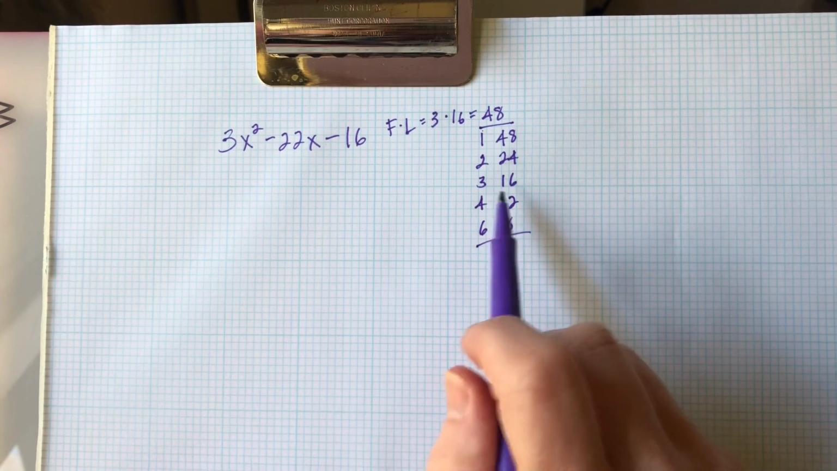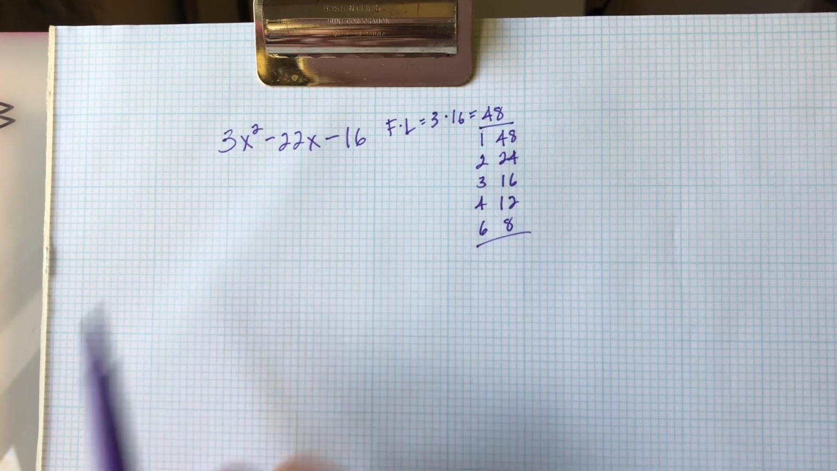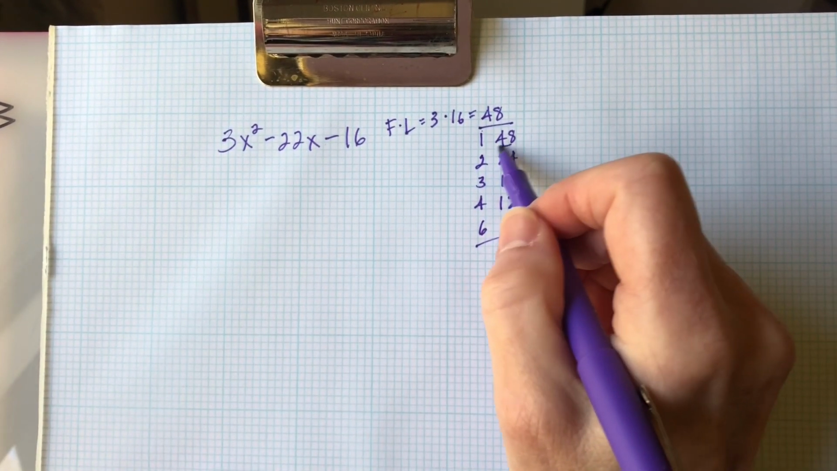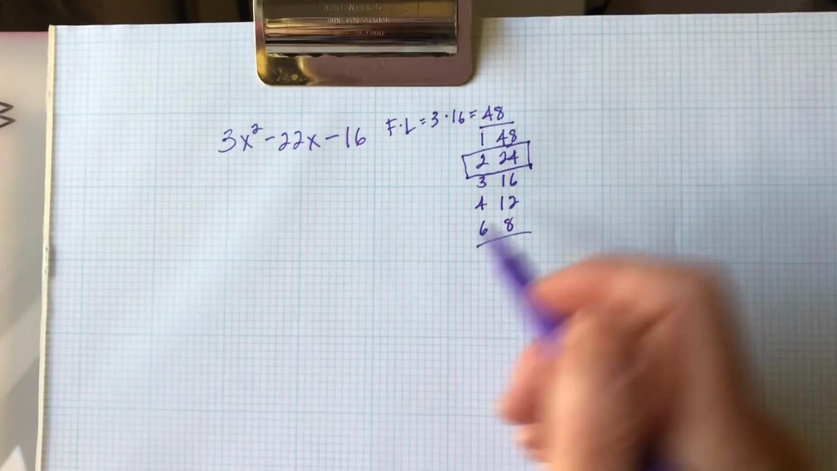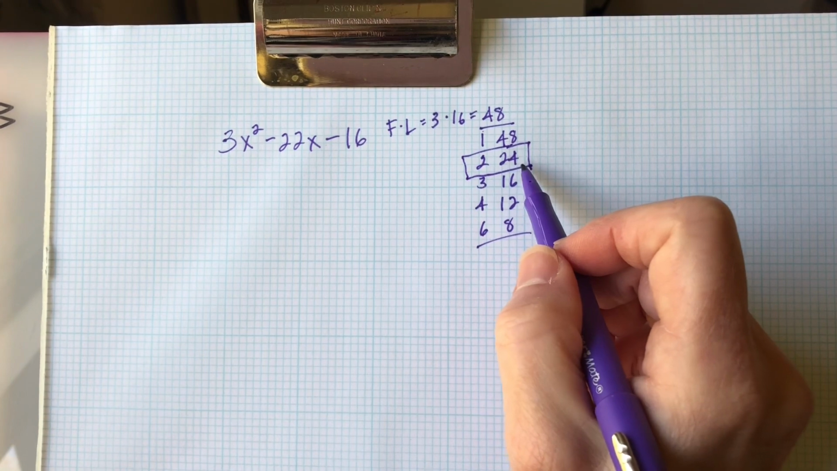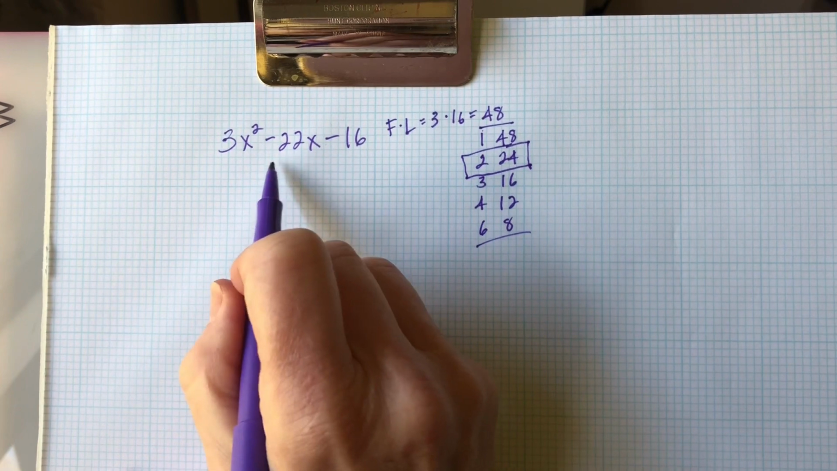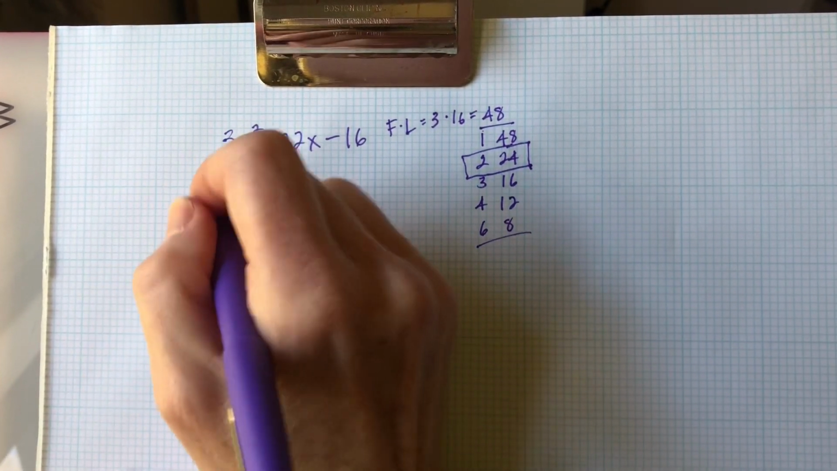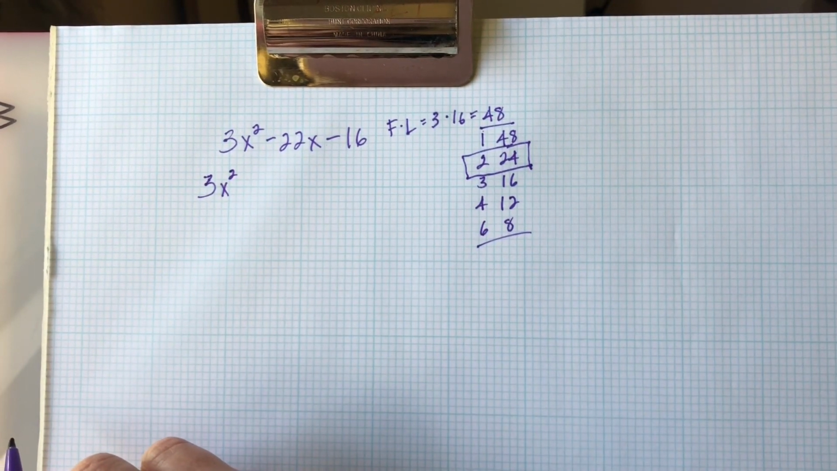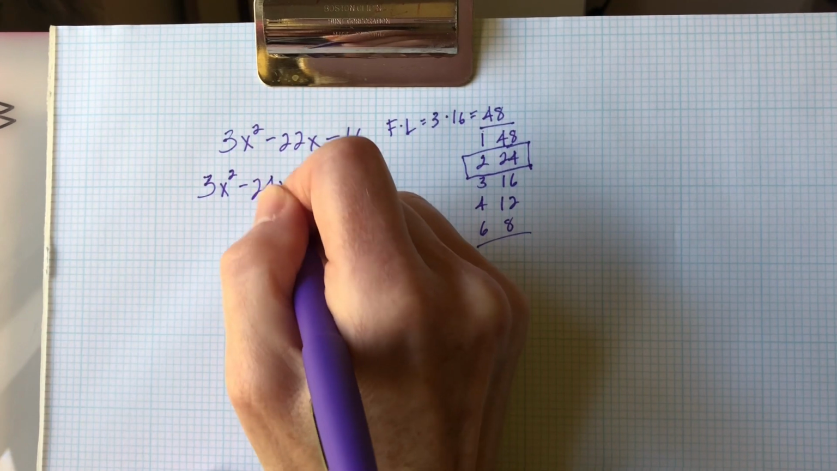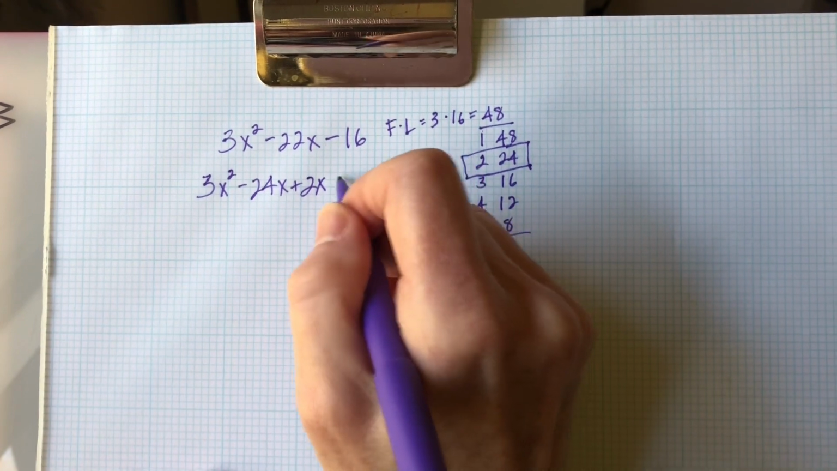Now, I look at this list to see if any pairs of factors have a sum or difference of 22. And we have that right here. So now I'm going to use the 2 and the 24 to rewrite this expression and break up the middle term into two different terms. So it's going to be 3x squared, then minus 24x, because 24 has to be the negative number, and then plus 2x, and minus 16.